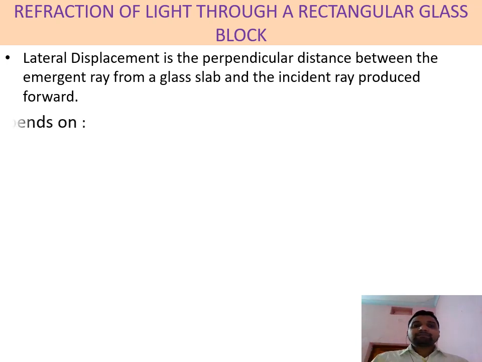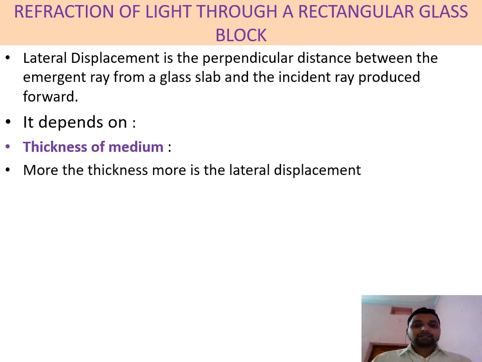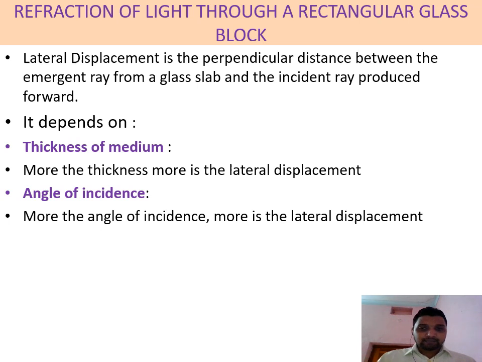This lateral displacement first depends on the thickness of the medium. The more the thickness, the more the lateral displacement. If you take a thicker glass block, you will get more lateral displacement. If you take a thinner glass block, you will get less lateral displacement. Second, it depends upon the angle of incidence. The more the angle of incidence, the more the lateral displacement. The less the angle of incidence, the less the lateral displacement.